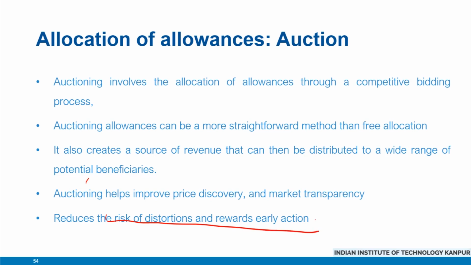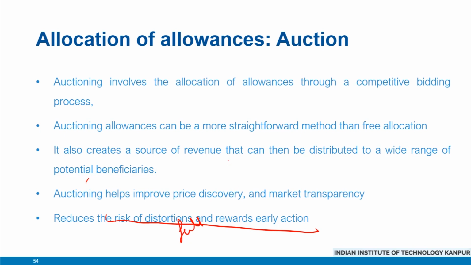and rewards early action. So as described and discussed earlier, different forms of free allowance allocation may distort the incentives to undertake cost effective abatement. In an auction, all entities pay the full cost, which should lead to cost effective abatement. And the auction results in an efficient allocation of emission rights and a price reflective of the true value of the allowances in the market.